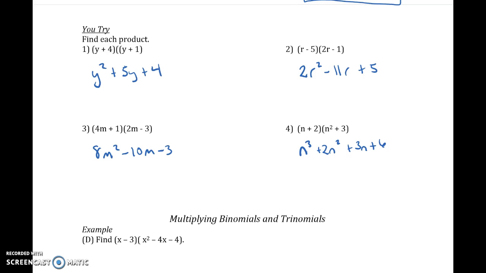Notice my answers are all in standard form. I do prefer it if you write your answers in standard form for me, please. It's easier for me to check, also nice and easy to see that you remember what standard form is. Okay? And then we're going to finish this off in class.